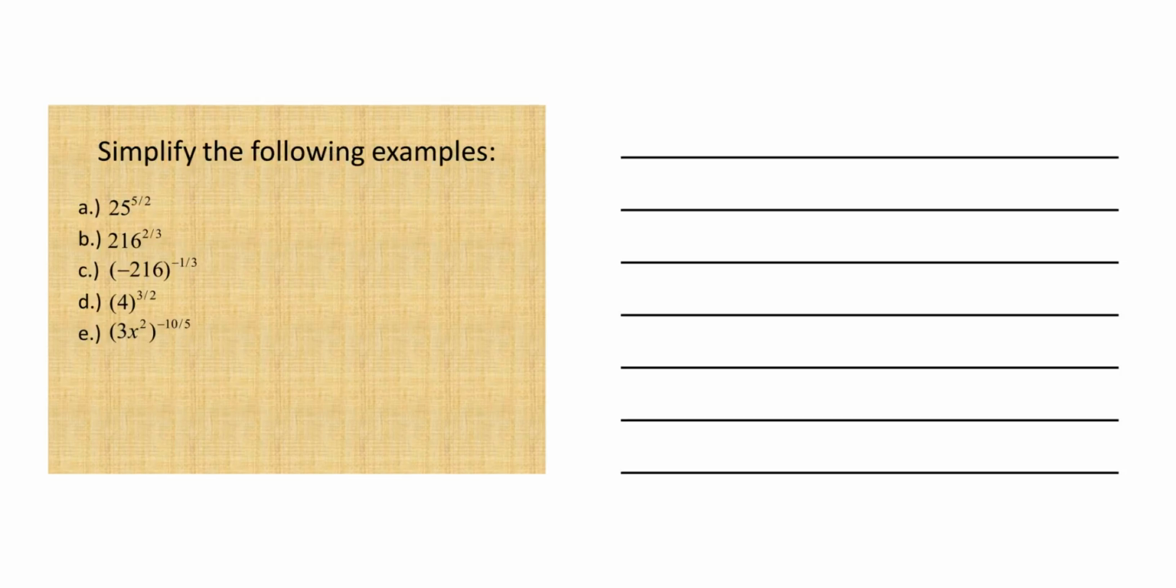Simplify the following examples. Notice that they are in rational form, agreed? So for A, we have 25 to the 5 halves. Be aware, we have two different options on how to simplify this one. Let's say we didn't have a calculator. We can go 25 to the power of 5, and then take the root of 1 half. Notice we split them up. We split the 5 halves into the exponent portion, 5, and the root portion, 1 over 2. We always have 1 over the root.